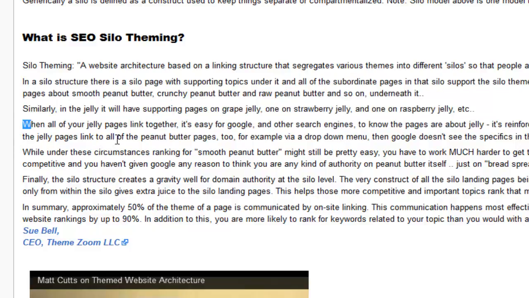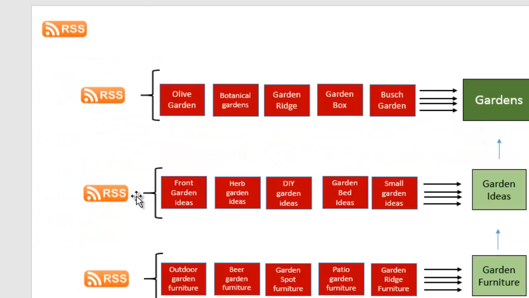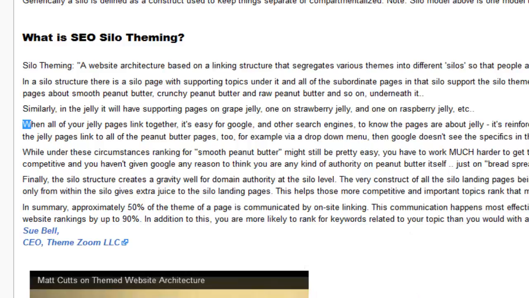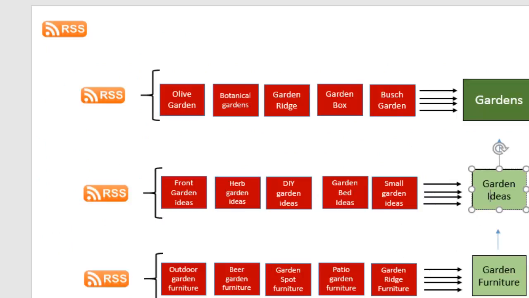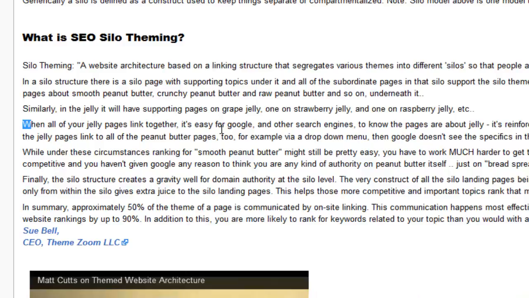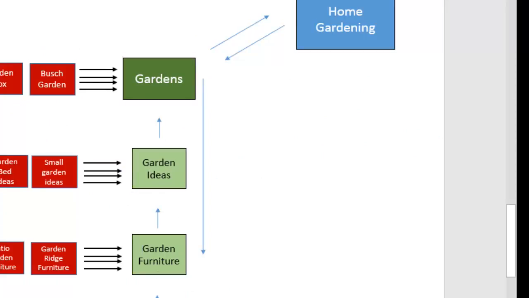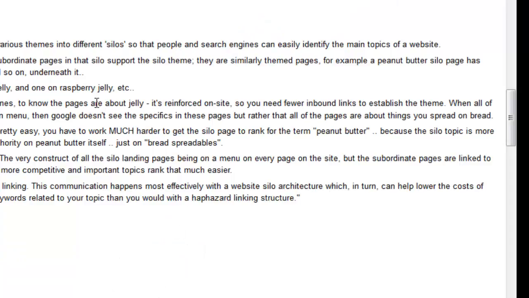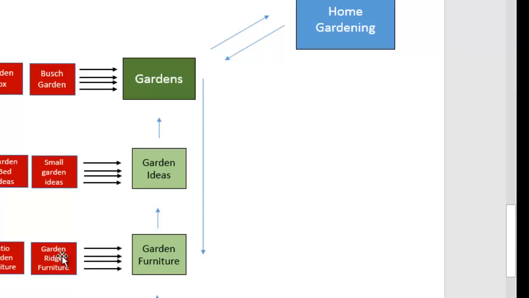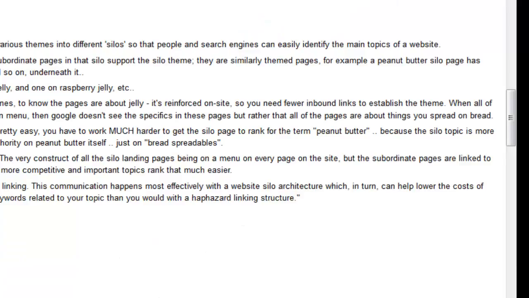So when all of your jelly pages link together, so for example, when all of our garden ideas pages link together, or when they link back in such a way that they're sending the links back to the main silo landing page, it's easy for Google and other search engines to know what the pages are about, because of these supporting articles, that it's about jelly. It's reinforced on site. So what's happening is your on site is now reinforcing your subject. We're not talking about link juice. Forget link juice for a moment, okay?